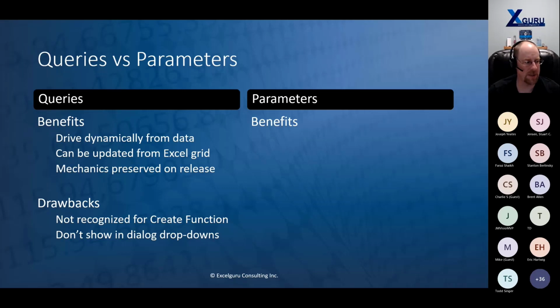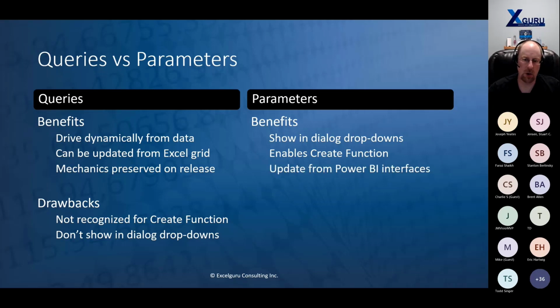What about parameters? The benefits of parameters. Number one, they show in dialog dropdowns. Simple, just makes sense. They enable the create function dialog properly. Okay, cool. Simple, makes sense. You can update your parameters from Power BI interfaces the way you should be able to, meaning from the Home tab in Power BI Desktop and from within the Power BI service.